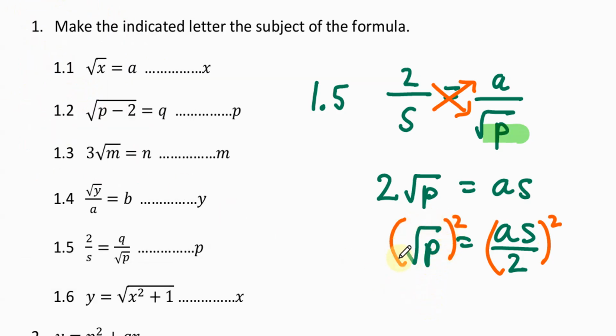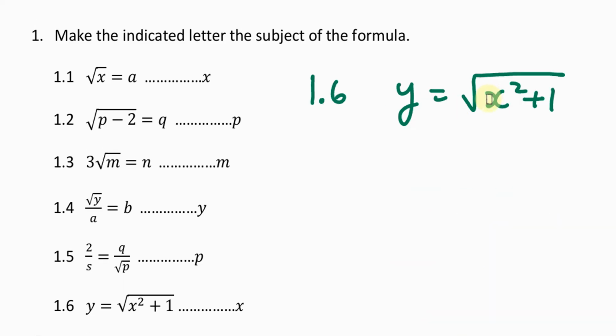And when we square the left-hand side, the square root falls away. So p equals, and in simplifying the right-hand side, we'll get a squared s squared over, and 2 squared, of course, is 4. Now, note that there's more than one way of solving this problem. So if you used a different way, but you got the same answer, then that's also fine.